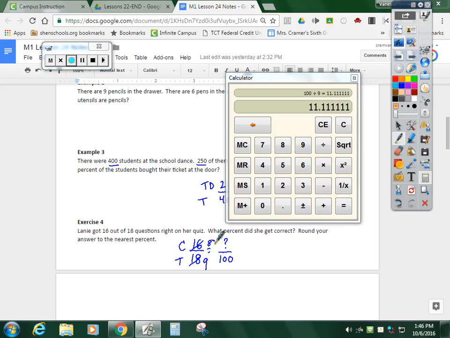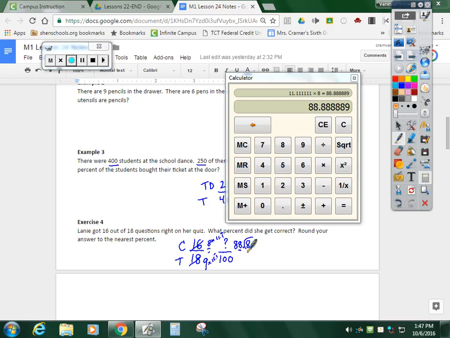And it's 11.1 repeating. So I'm going to leave this right on my calculator and times it by 8. And it looks like it's 88.888 repeating, but this asks me to round it to the nearest percent, which is the nearest ones place.